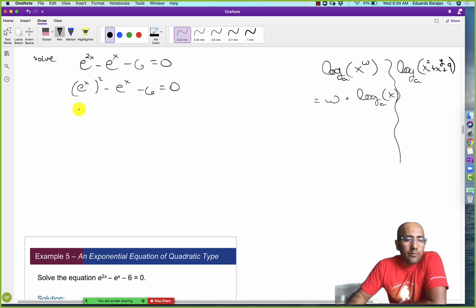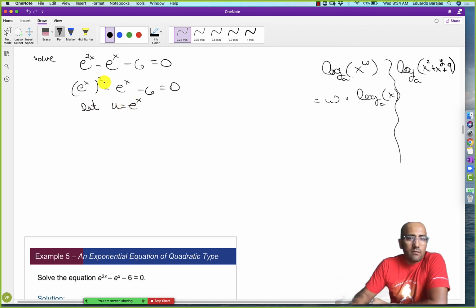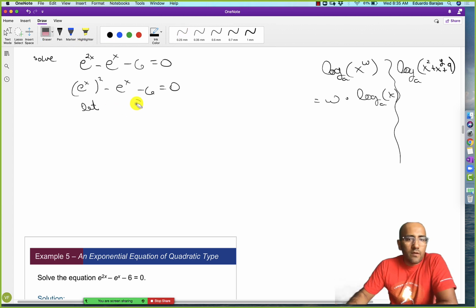So now we can do a simple u substitution. Let u equal e to the x. Okay. So then, in fact, you know what? I'll give it to you in color. Let's go with blue. Let u equal e to the x. So we're going to have a u here, and then another u. And this is u squared minus u minus 6 equals 0. So now it looks like a quadratic, right? And it should be a straightforward quadratic.